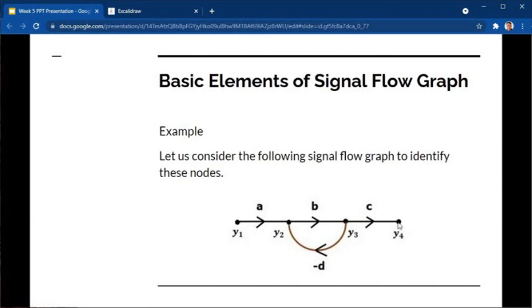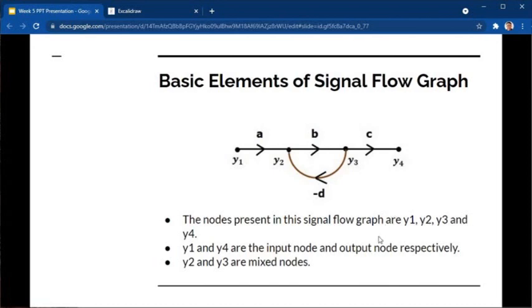For y sub 4, we only have an incoming branch, so we can say that y sub 4 is an output node. For y sub 2 and y sub 3, there's an incoming branch to y sub 2 and there's an outgoing branch from y sub 2. The same with y sub 3: incoming branch, outgoing branch. So y sub 2 and y sub 3 are mixed nodes.